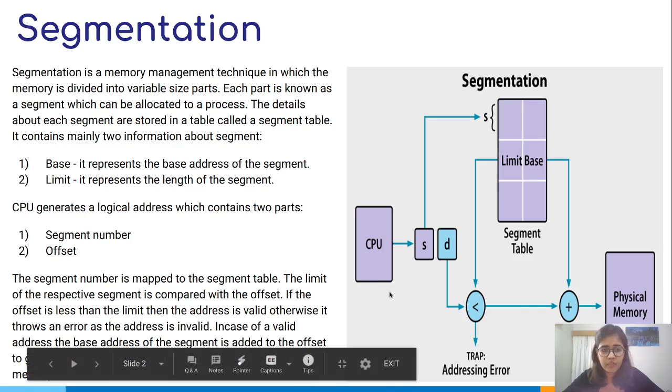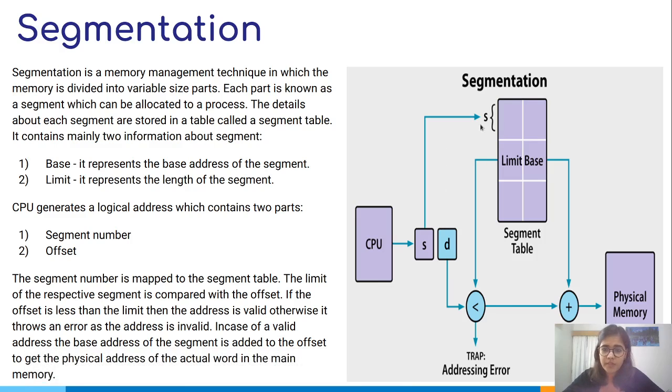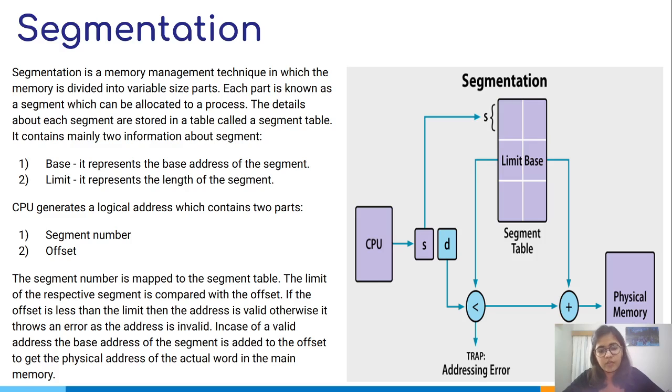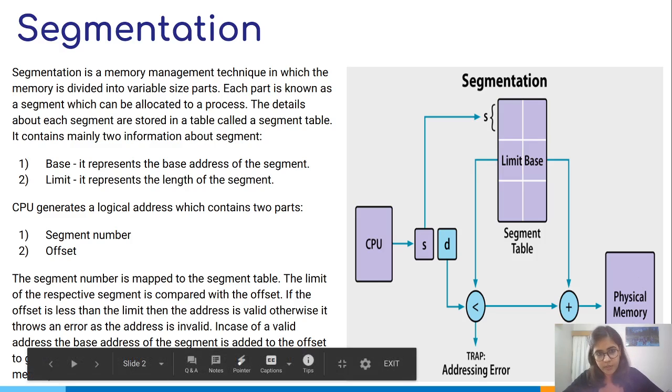Now, the CPU generates a logical address which contains two parts, namely segment number and an offset. The segment number is mapped to the segment table. The limit of the respective segment is compared with the offset. If the offset is less than the limit, then the address is valid, otherwise, it throws an error as the address is invalid. In case of a valid address, the base address of the segment is added to the offset to get the physical address of the actual word in the main memory.